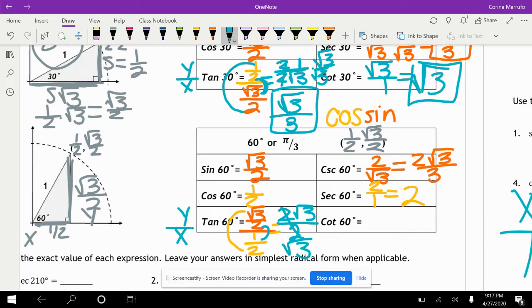Okay, now for cotangent of 60 degrees. So cotangent, we're going to have to take the square root of 3, what we got from here, and we have to flip it around.